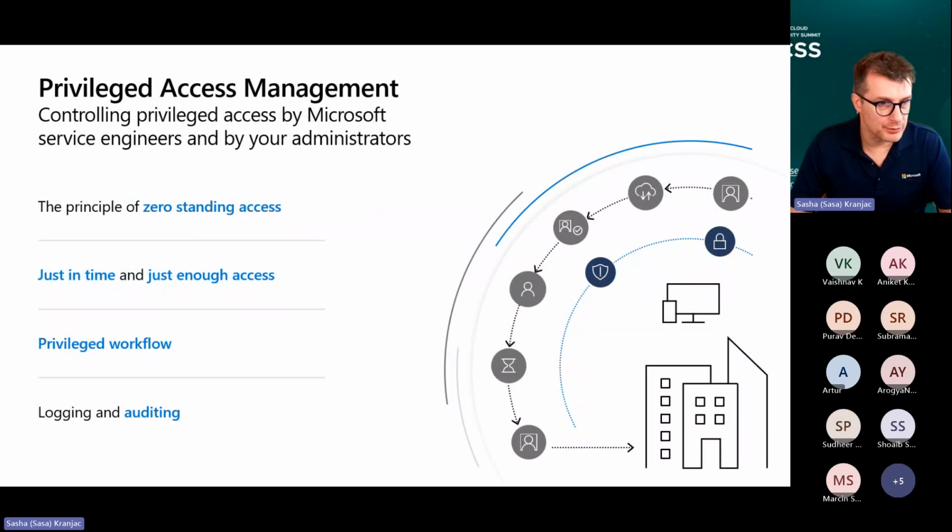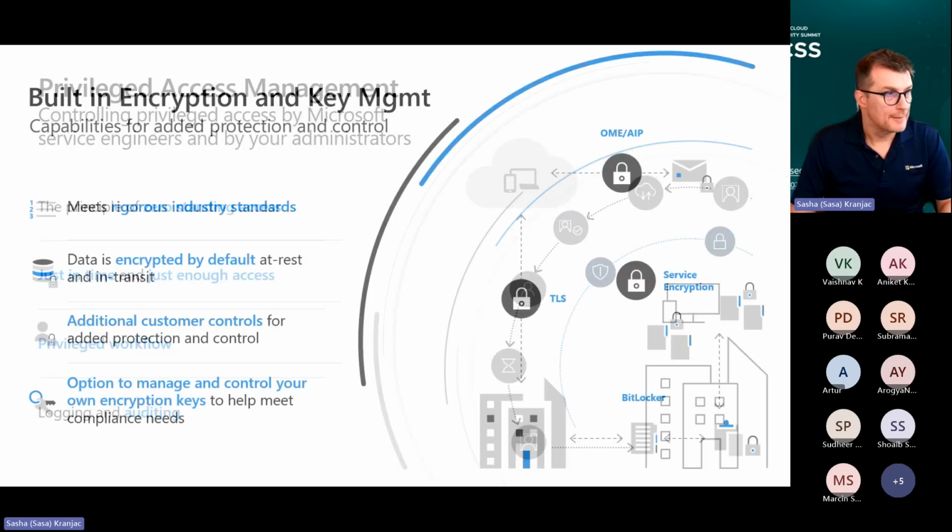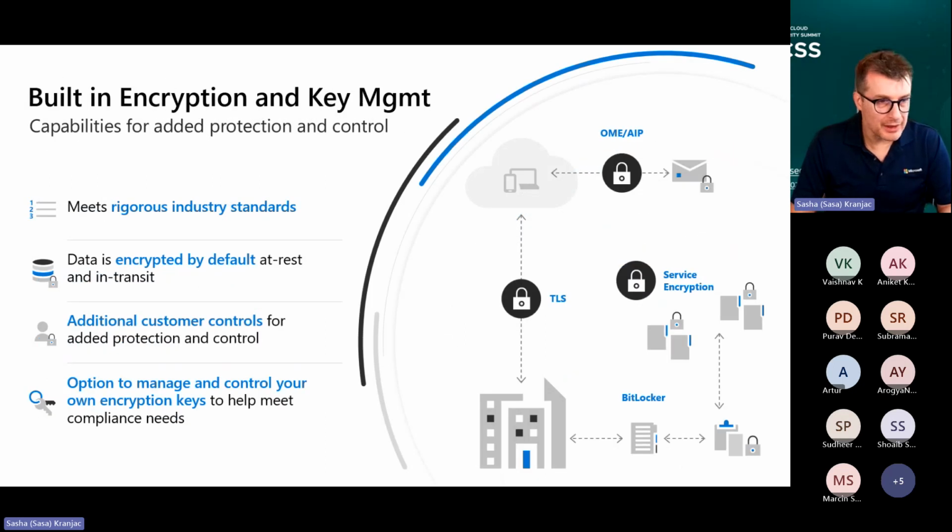Again, we have privileged access management. It works the same everywhere, whether it's Azure or Microsoft 365, to protect customers' data and reduce risk, which is complementary to the encryption capabilities. We can also control privileged access by Microsoft service engineers and administrators, which includes logging, auditing, and so on. There is also built-in encryption and key management.